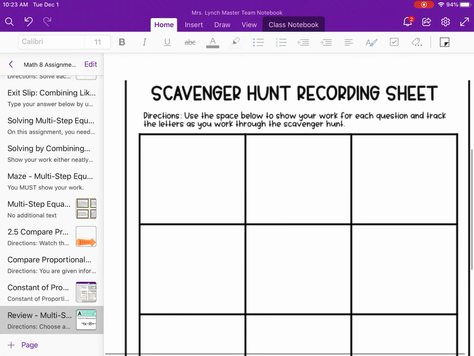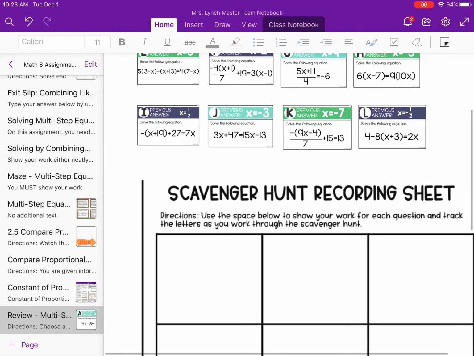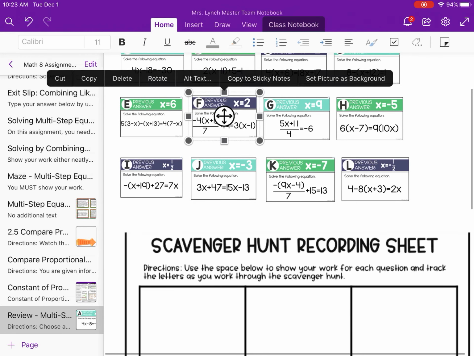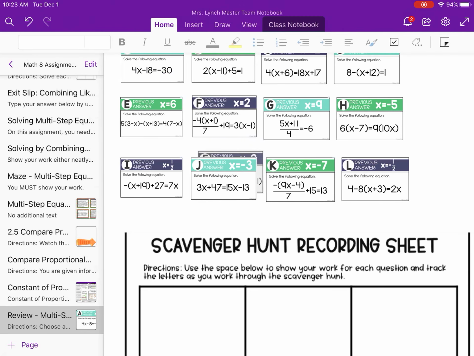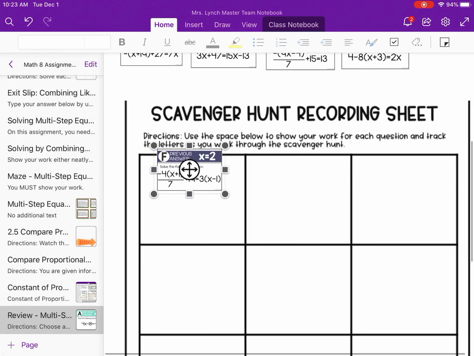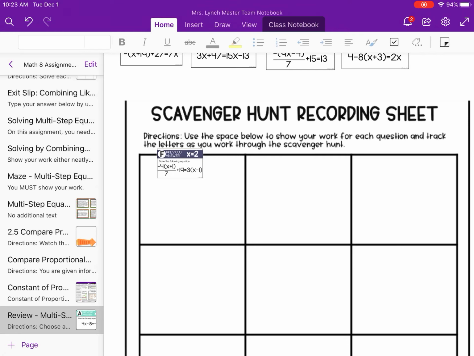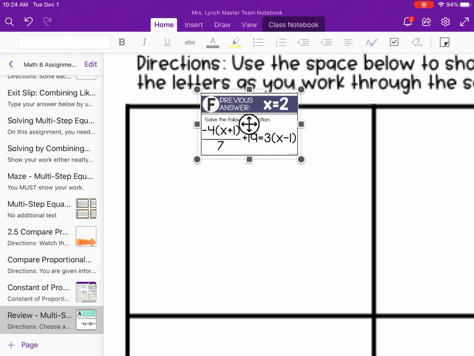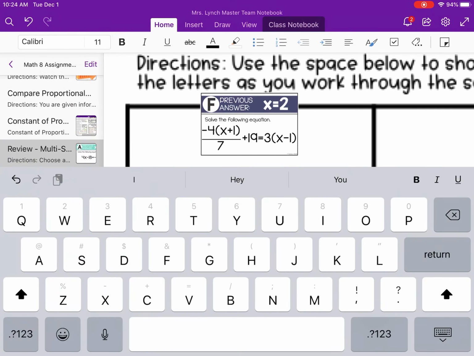So what's going to happen is you have a recording sheet down here. This is where you can show all of your work and where you can drag your problems. So I'm going to tap letter F, touch right there in the dead center where those two lines are crossing, and I'm going to drag it down to the box that I'm going to do my work in. Now personally, so I have plenty of space to write, I'm going to make it a little bit smaller, and then I'm going to zoom in too. Okay, so this is the problem that we're going to work on.